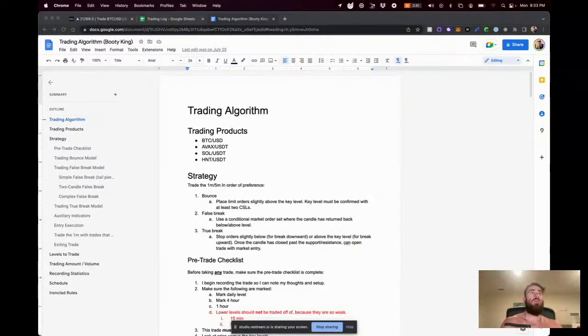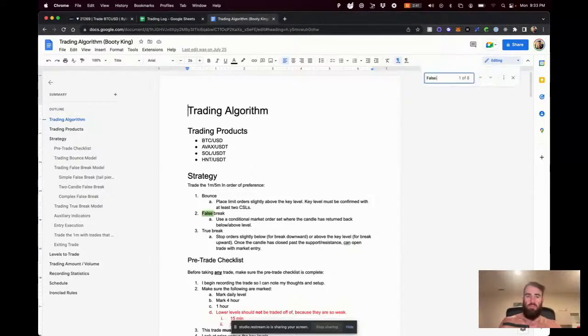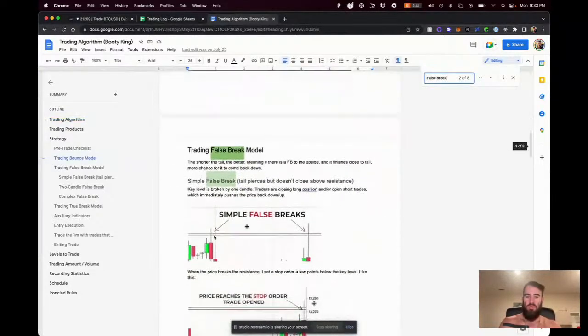Okay, so this is August 22nd of the trading log. What I'm doing here is trading a really small account with a new algorithm and keeping track of those results, primarily focusing on the false break trade. I'm trading the false break model.